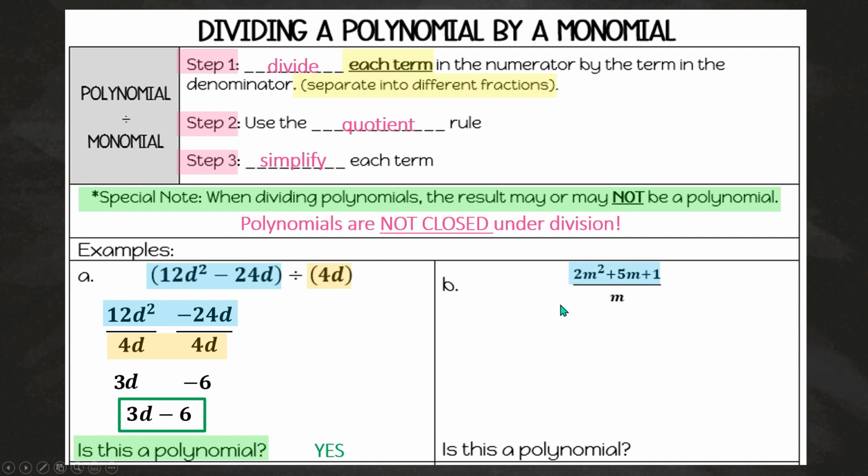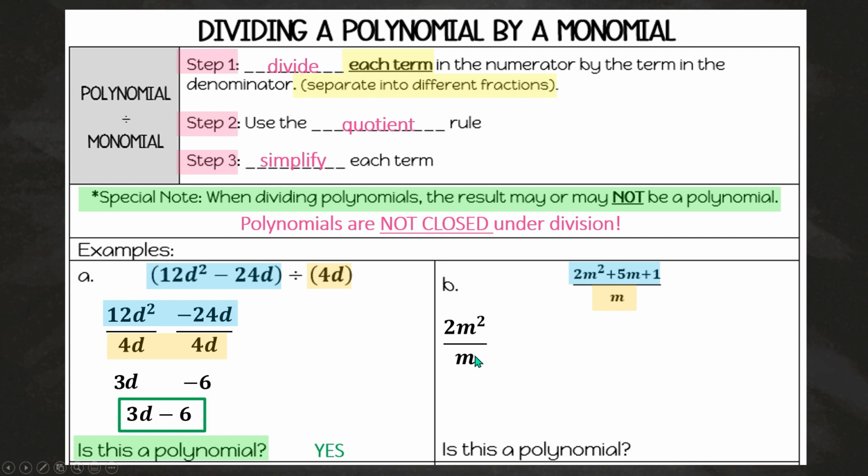So here we have it written as a fraction, so we have a polynomial in our numerator and a monomial in our denominator. So we're going to take each one of these terms in our numerator and write it as a separate fraction over our denominator.